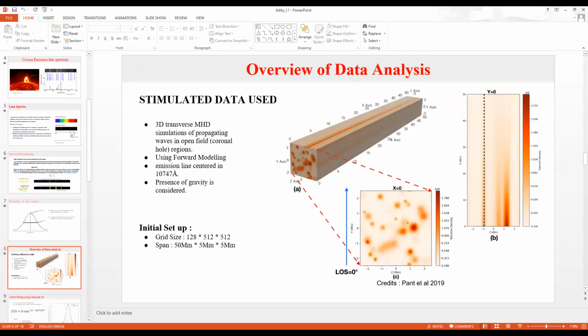Yeah, so first, the MHD equations are solved to get rho, density, and other variables. And those are given as the input for forward modeling to get the spectroscopic output that we need for this data, that is the specific intensity.